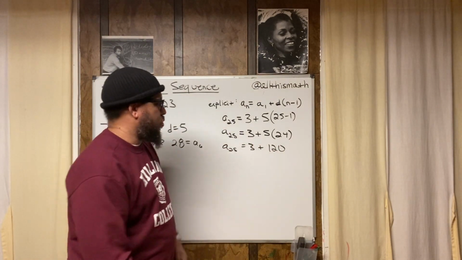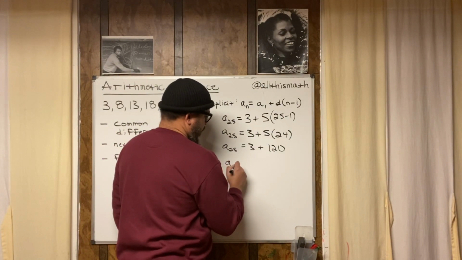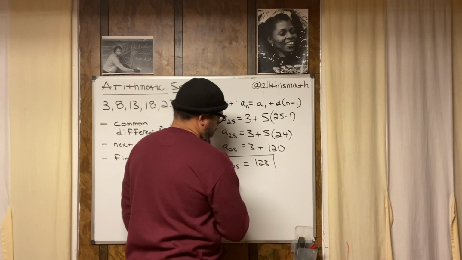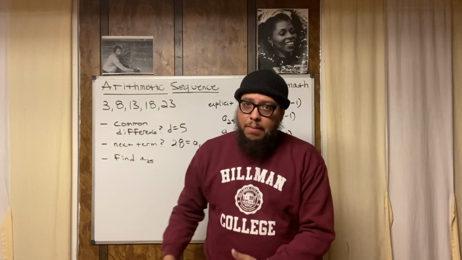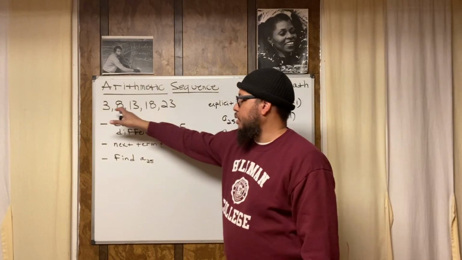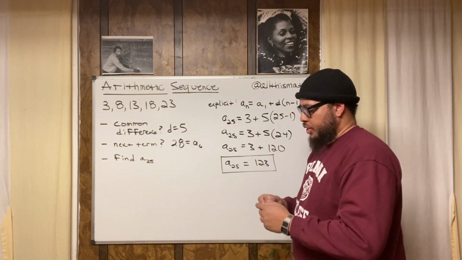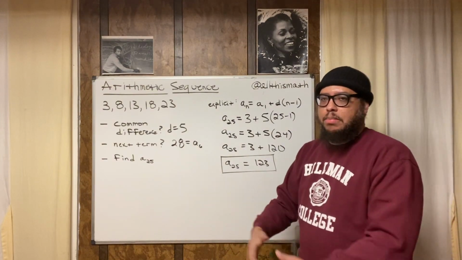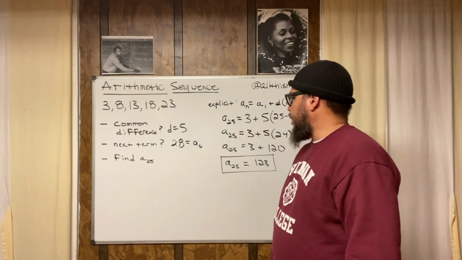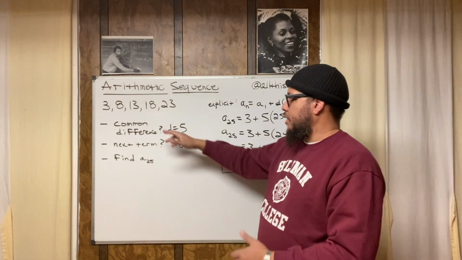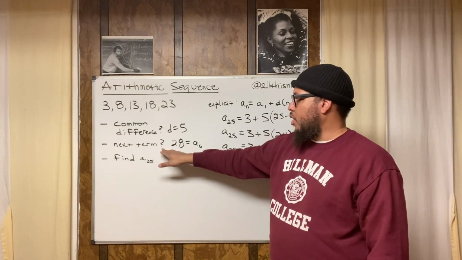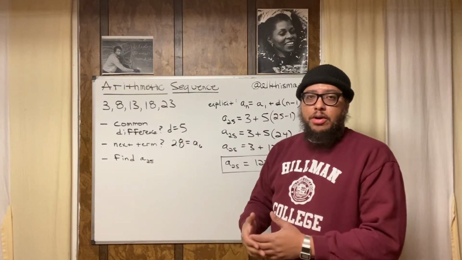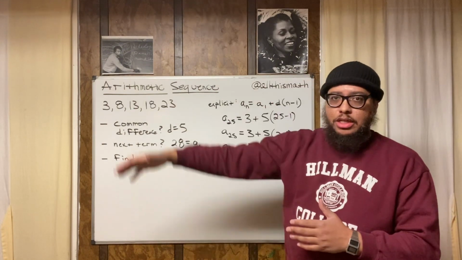Now, the only thing left to do is the addition. A sub 25 is equal to 123. So the 25th number in this sequence would be 123. All right. So that's just a little bit about arithmetic sequences, just to get you started: how to identify the common difference, how to figure out what the next term is using the common difference, and even finding a number that's way down the line in the sequence, the 25th number.